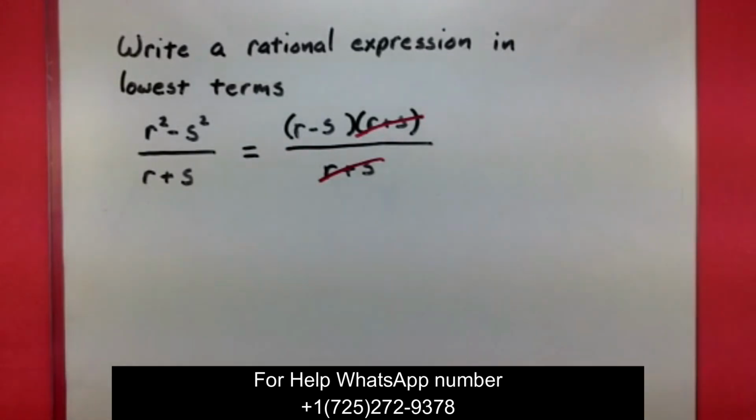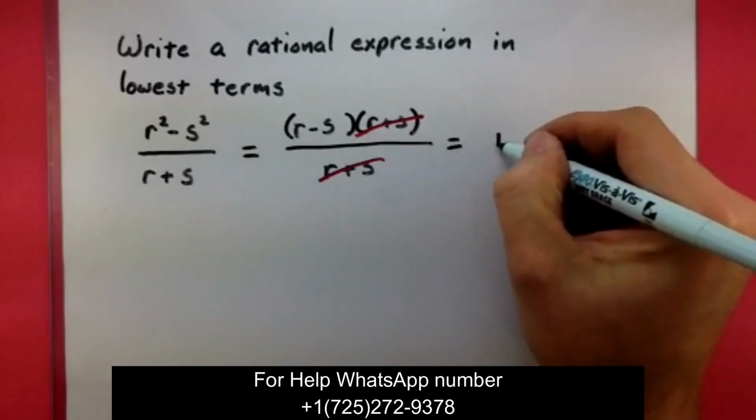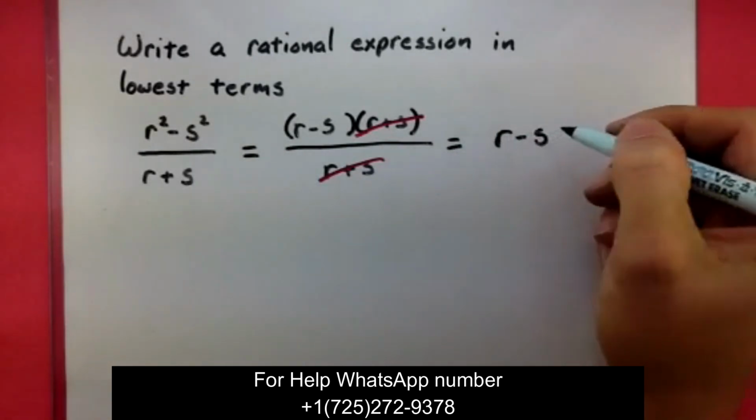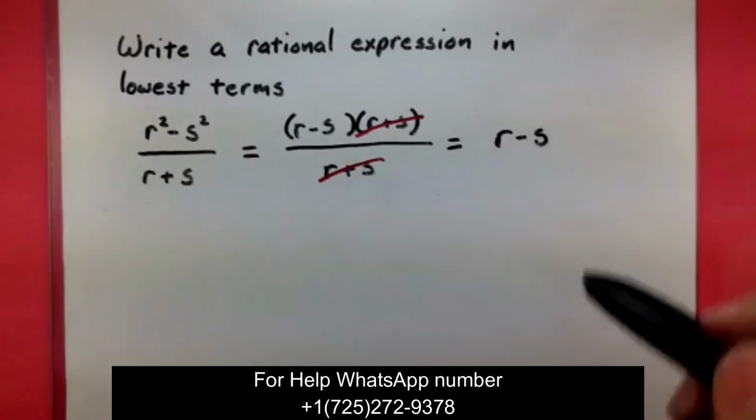Now, as you see, there is no other common factors, so I'm just going to write what's left over, this r minus s. And sure enough, that becomes my final answer. So this rational expression written in lowest terms is simply r minus s.